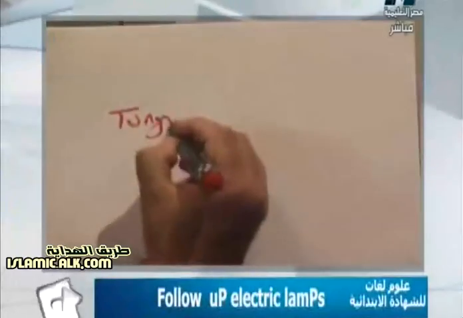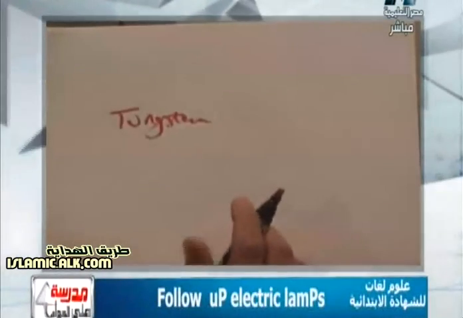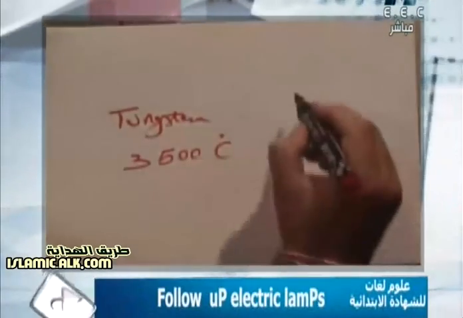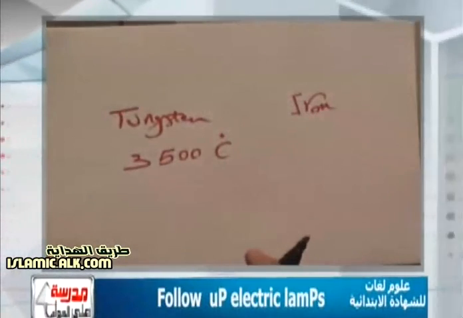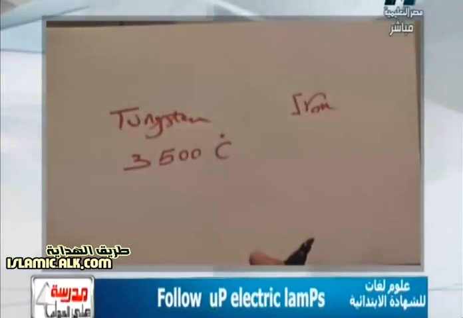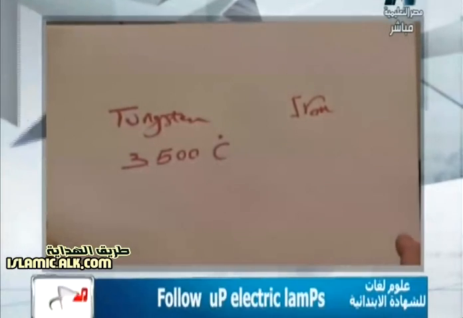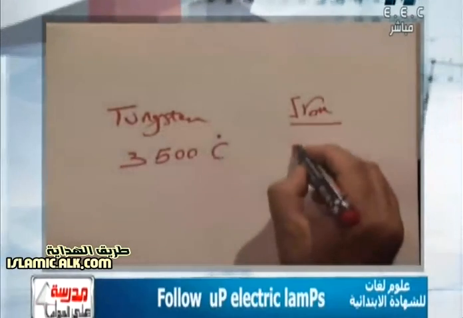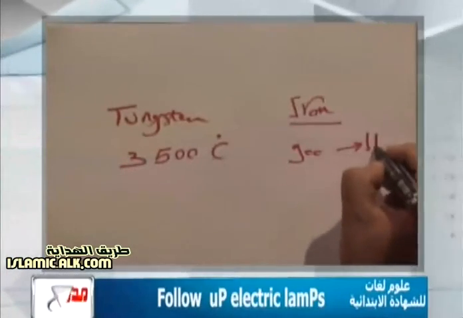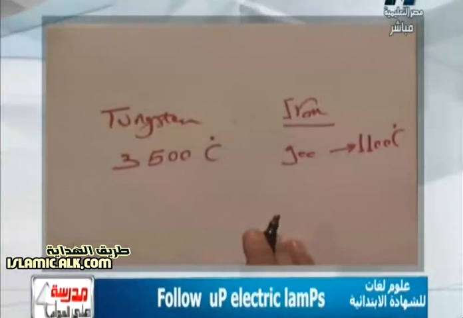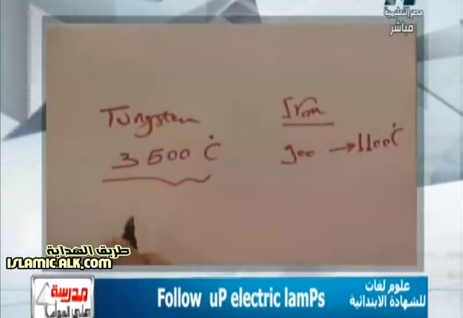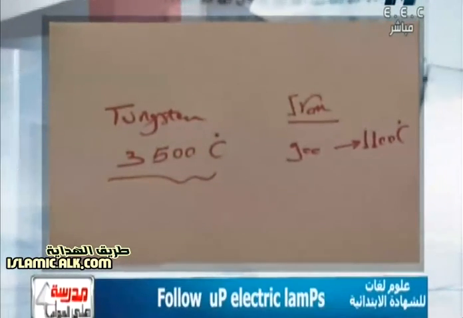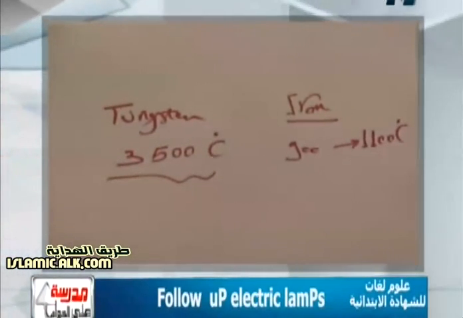Tungsten has a very high melting point, which is 3500 Celsius. But what about the iron? We have many types of iron, such as steel or wrought iron. So the iron melting point ranges between 900 to 1100 Celsius. So surely tungsten has a much higher melting point than other metals such as iron or copper. So we use tungsten.